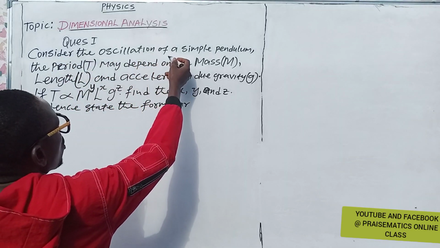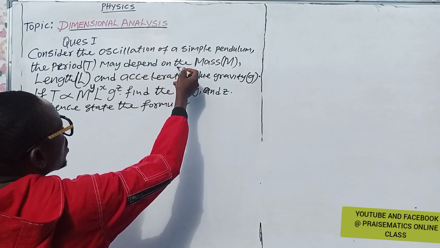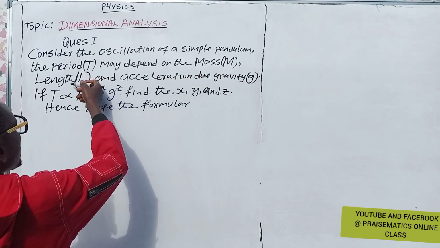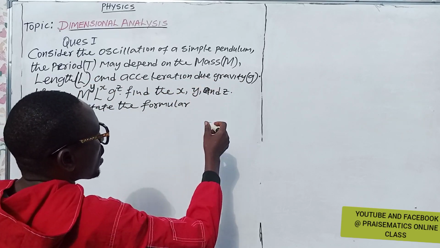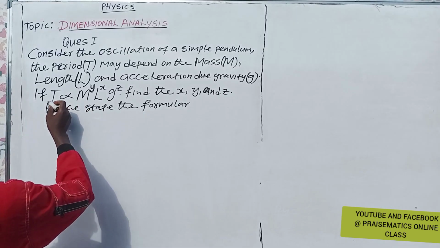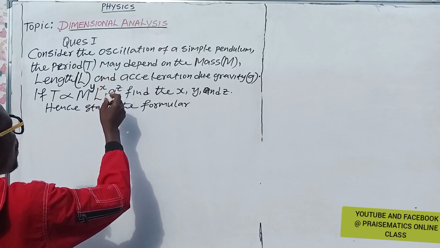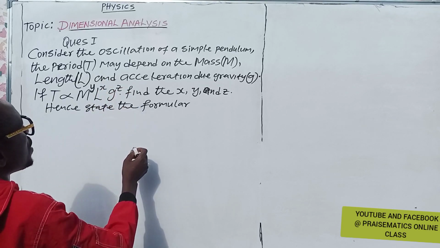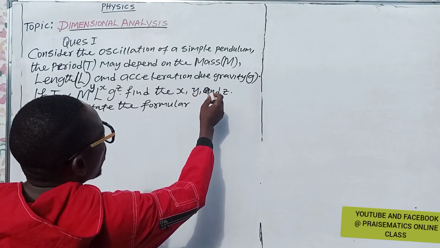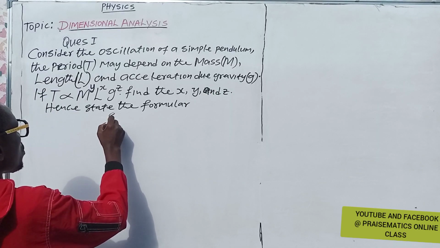Consider the oscillation of a simple pendulum. The period T may depend on the mass, length, and acceleration due to gravity, g. Now, if T is directly proportional to m raised to power y, l raised to power x, and g raised to power z, find the values of x, y, and z. Hence, state the formula. Solution.